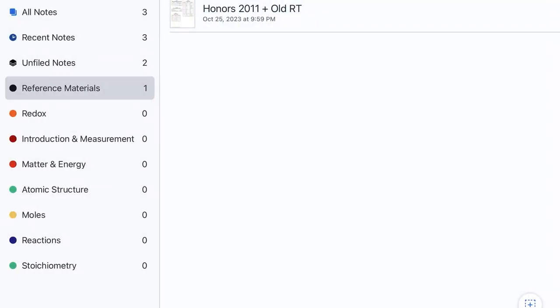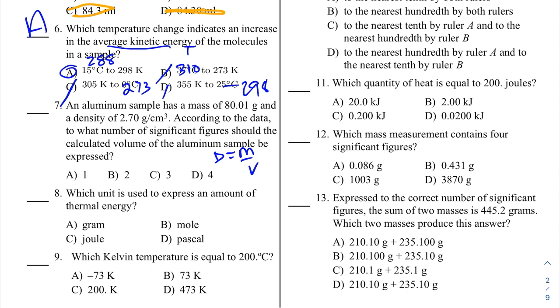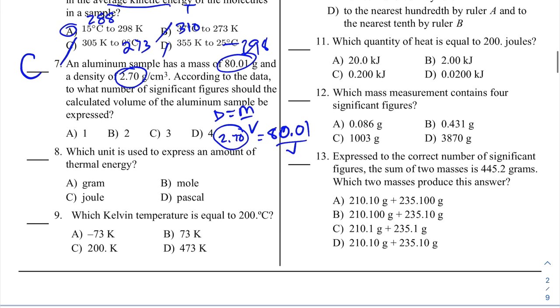So that formula, we actually don't have to solve this. We just need to figure out how many sig figs. So density would be 2.70. That has 3 sig figs. The mass would be 80.01, which is 4 sig figs. So we're doing some multiplying and dividing. And so the rule is when you multiply or divide, you round to the fewest number of total sig figs, which would be 3. So that's our answer. And the answer, we don't care what it is.